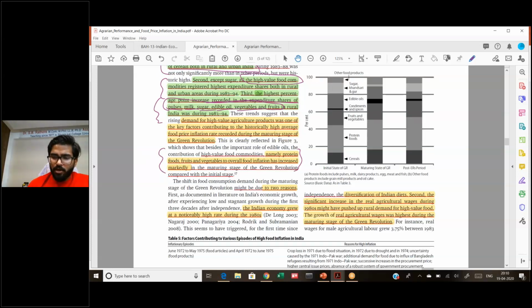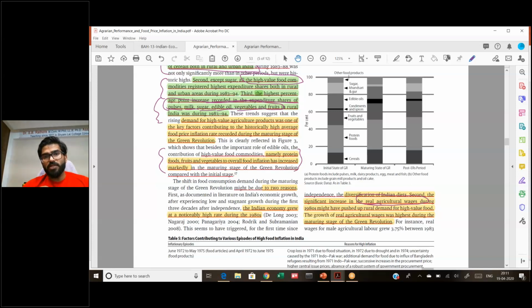Because real agricultural wages in the 80s actually increased because of higher income, because this was the phase of the maturing green revolution, and the green revolution also extended to areas of eastern UP, Bihar, Odisha, the southern states. So all farmers across India were able to benefit from the green revolution, and not just wheat. But now the expansion was more in terms of rice.